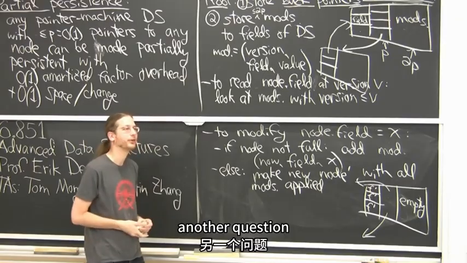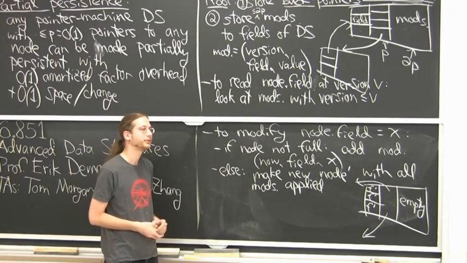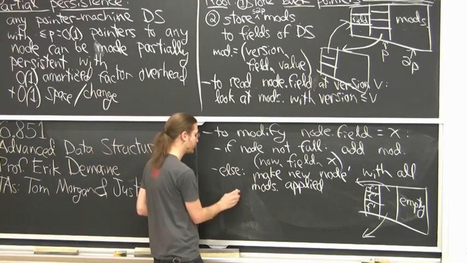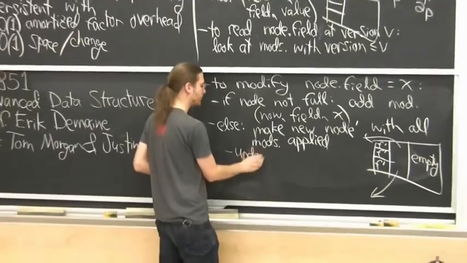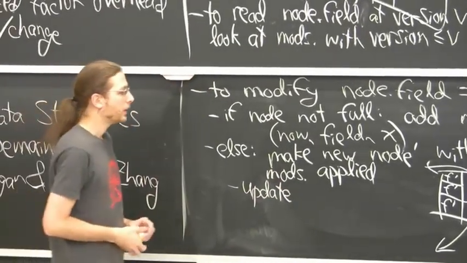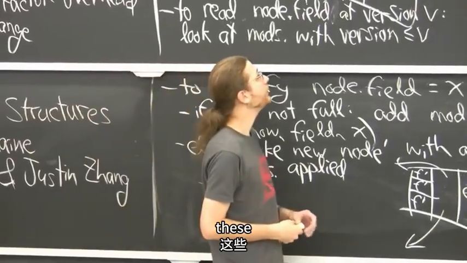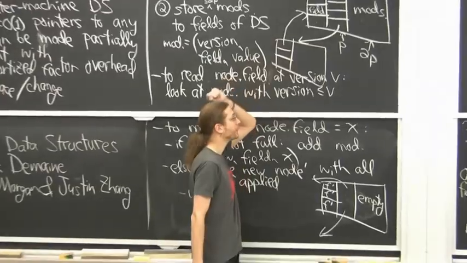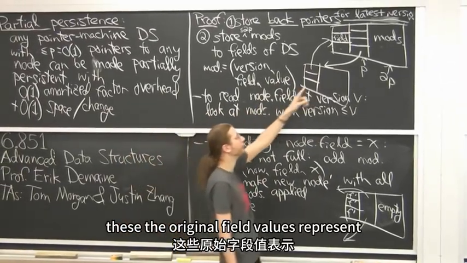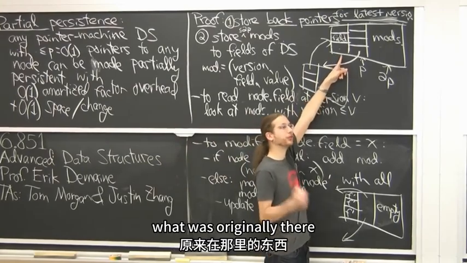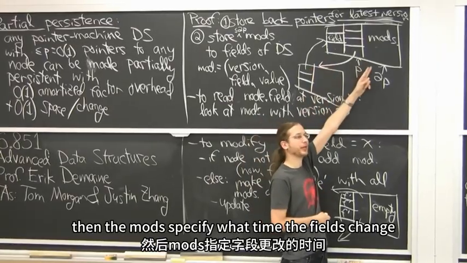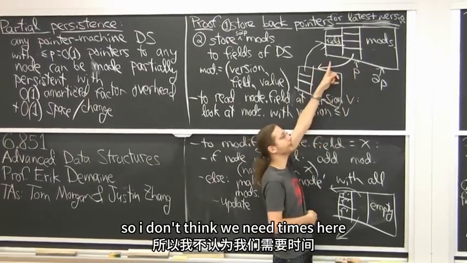Another question? In the new node that you created, the fields that you've copied, you also have to have a version for them, right? Because the different fields might be a different version. Or do you version the whole node? Here we're versioning the whole node. The original field values represent what was originally there whenever this node was created. Then the mods specify what time the fields change. So I don't think we need times here.